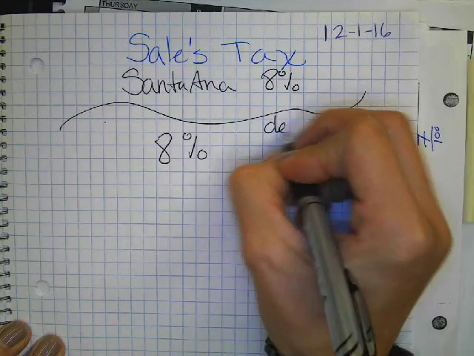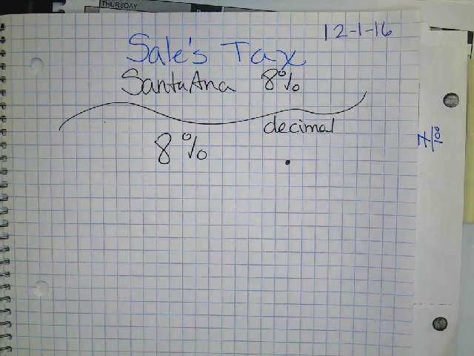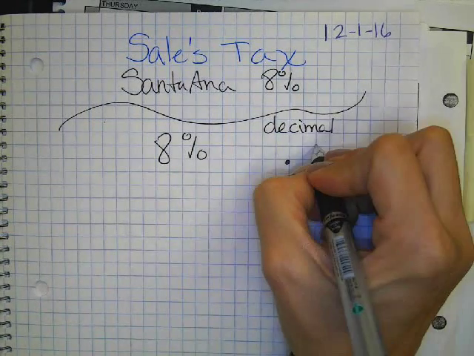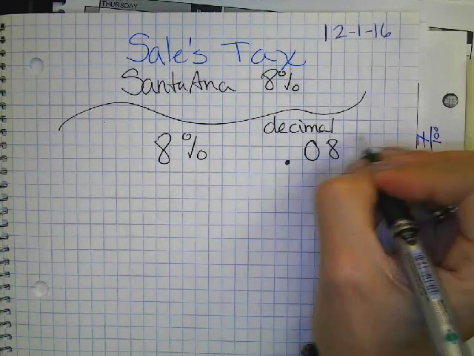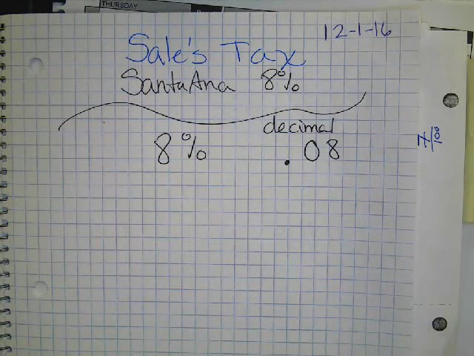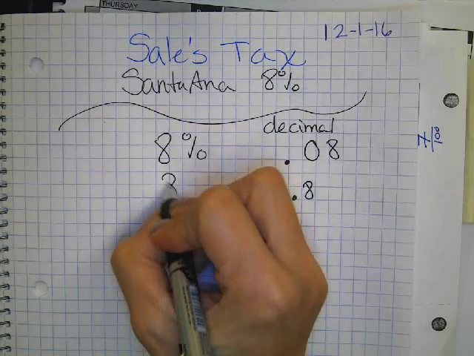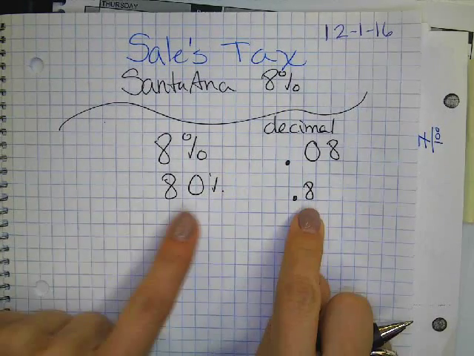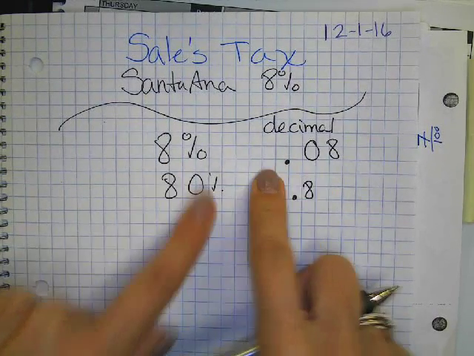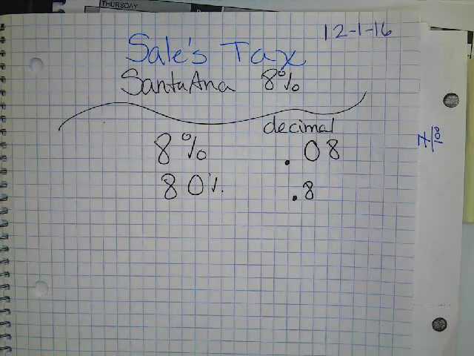Now, how do I write 8% as a decimal? 0.08. So what is one mistake that kids do? They'll write 0.8. What is 0.8? That's 80%. Now, are these two things the same thing? No. Or are all these four things, I should say, the same thing? No. So be very careful.